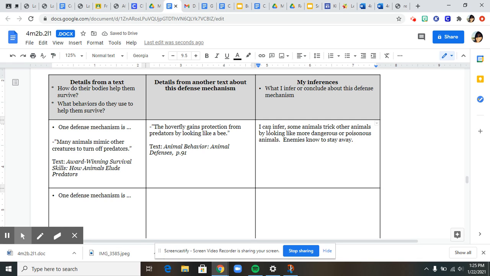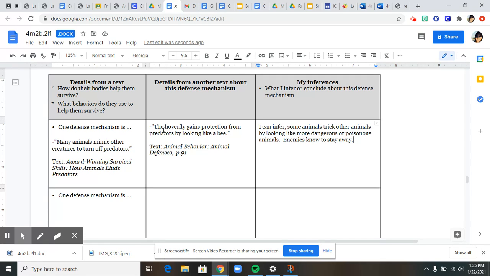Okay, so what I did right now, you are going to do for the rest of the Nearpod. Okay, pick an animal defense mechanism. That's the first step. Find a quote that supports it. Put it here. You're not putting anything in your own words. The only thing you put in your own words is your inference. Find a quote that describes an animal defense mechanism. Put the name of the text you got it from.